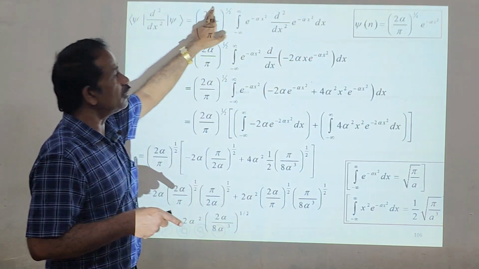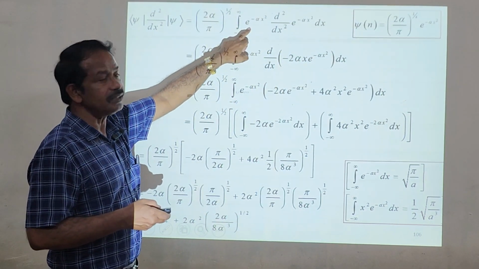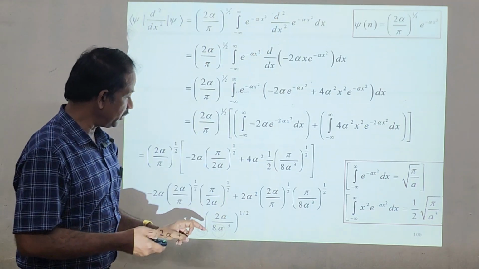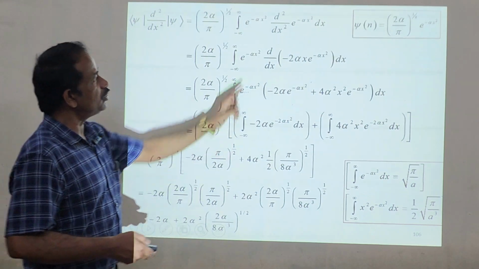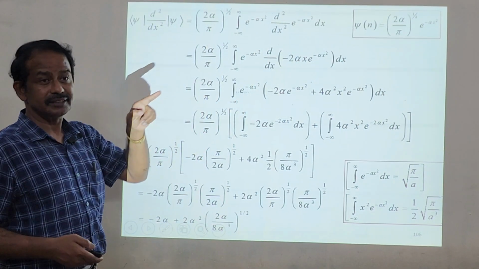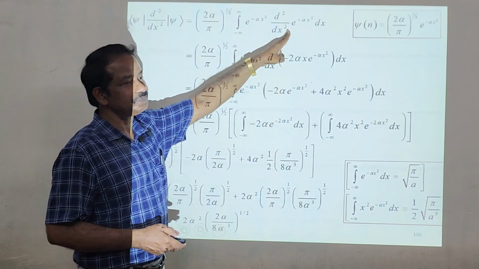Then it is 1 by 4. It is 1 by 2. So this will be your psi star. This will be your d squared by dx squared psi. So you will have to differentiate this one with respect to x 2 times. We will have to differentiate.